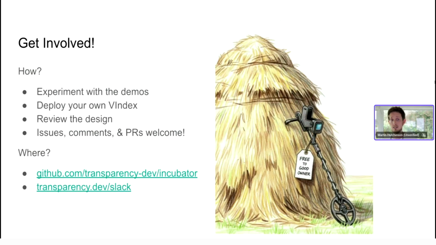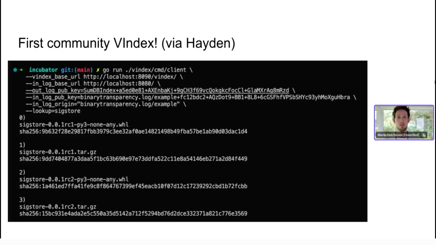And then, yeah, get involved in other ways. Obviously experiment with the demos. If you're a Go developer, please try out the sumdb verify thing there. Deploy your own verifiable index. And here's a last-minute slide Hayden sent me this morning. He's there with you in the room right now. And basically, within an hour he wrote his own verifiable index using the stuff in there.